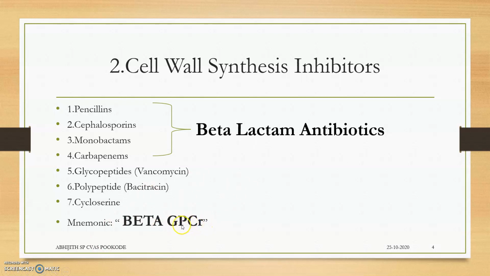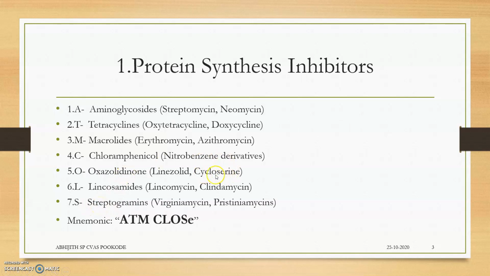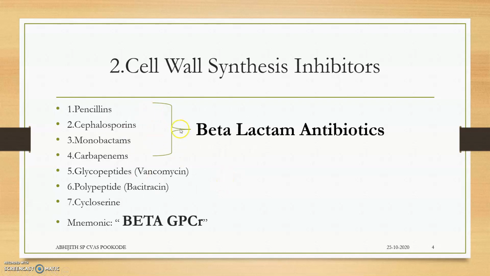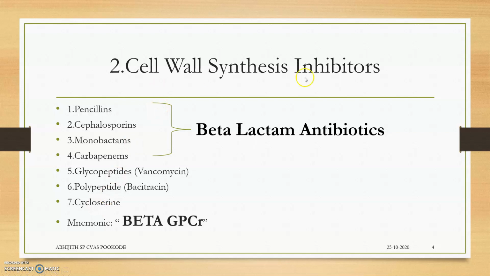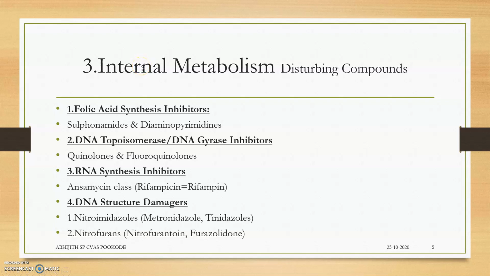GPCR actually means G protein-coupled receptors, and the beta receptor is actually a GPCR, right? So you can connect it accordingly: beta is a GPCR. It is a fact, and you can also use it as a mnemonic for the cell wall synthesis inhibitors. See the cycloserine here. Cycloserine actually inhibits cell wall synthesis, but sometimes it also has a role in protein synthesis inhibition. So it is included in both, but mainly cycloserine is a cell wall synthesis inhibitor. So the mnemonic is beta GPCR: beta, G, P, C and R. Next, the third one is the internal metabolism disturbing compounds.